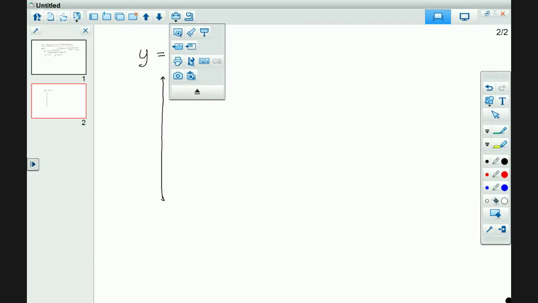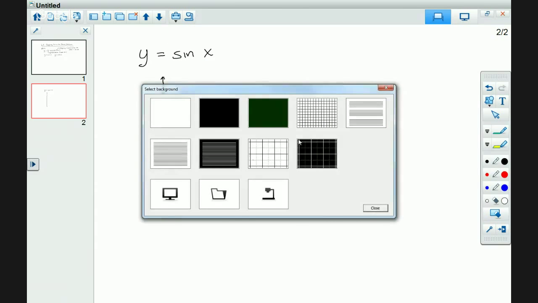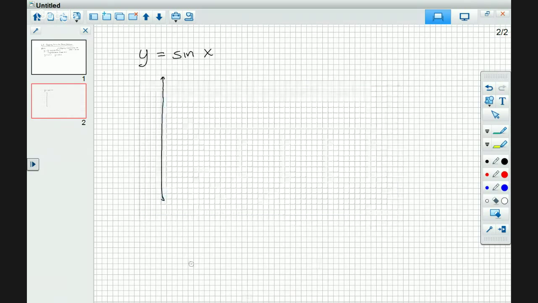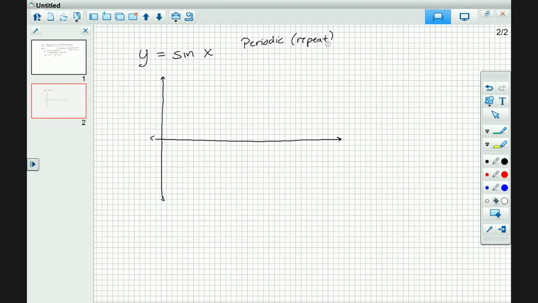Let's do a grid. These are called periodic functions because they repeat. That's what's nice about them. Once you have one little snippet of it, you can just copy and paste them. Bam, bam, bam. They just keep going. Okay. So what I'm showing you is one period.